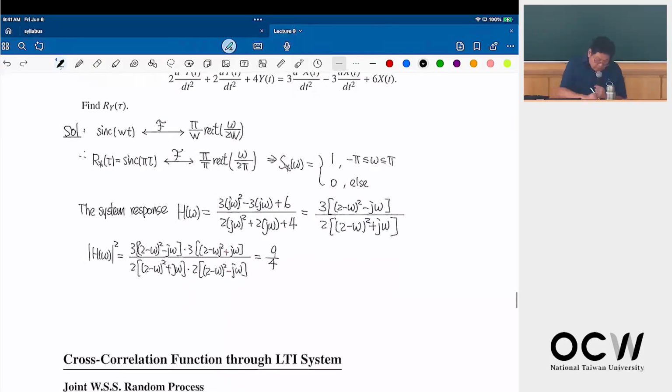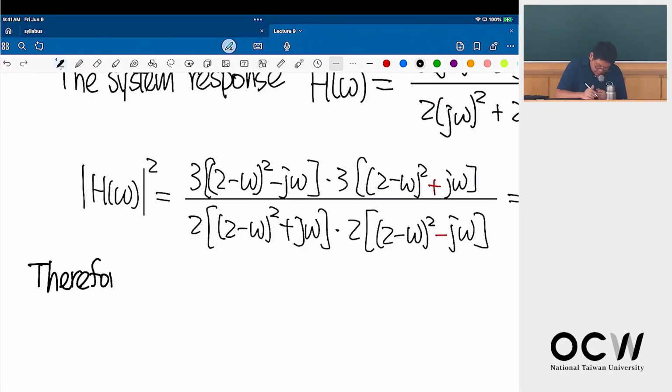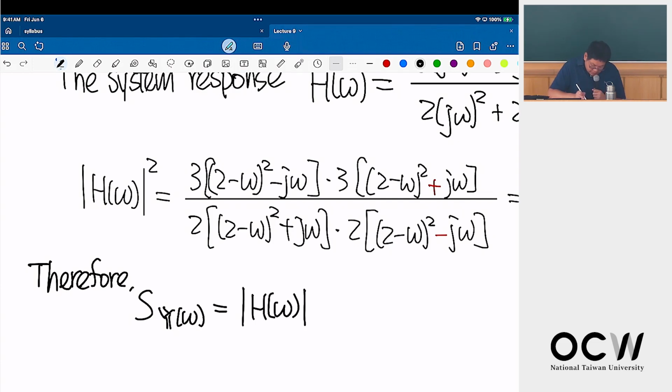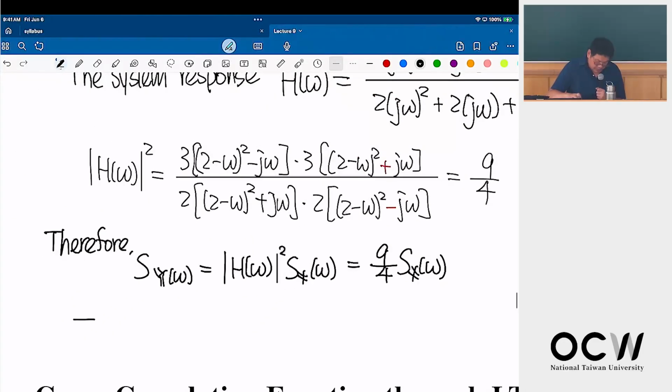Alright, then we can find the power spectrum of Y. The power spectrum of Y will be the magnitude square of the system response. That's 9 over 4. And then you take the inverse Fourier transform. You got the autocorrelation. Sinc function, the pause, and then if I take the inverse Fourier transform, then I will get the sinc function.